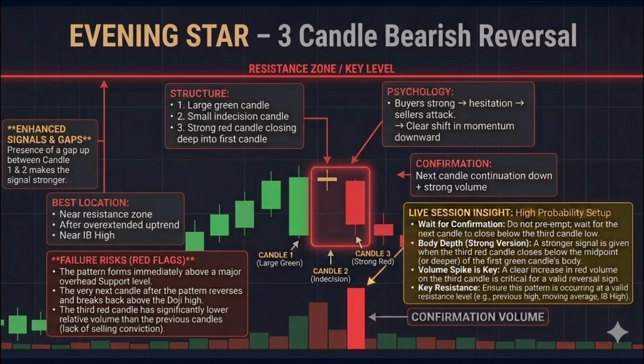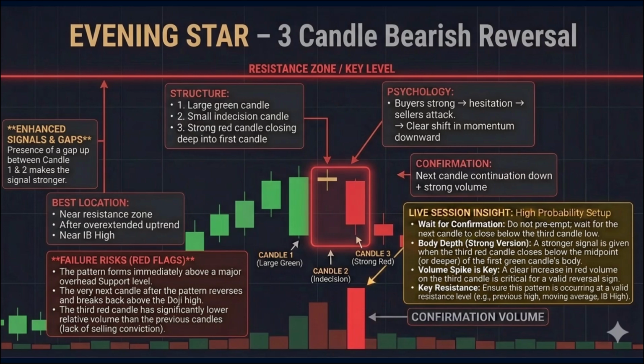Okay, so what is the structure and psychology? Candle 1 will be a large green candle, representing large buying momentum, and then there will be a doji, sometimes with a gap up. This indicates a tug of war where buyer strength is fading away and the market is pausing. And what happens in the third candle? A large bearish candle that closes deep into the body of the first green candle, confirming that sellers have seized control.